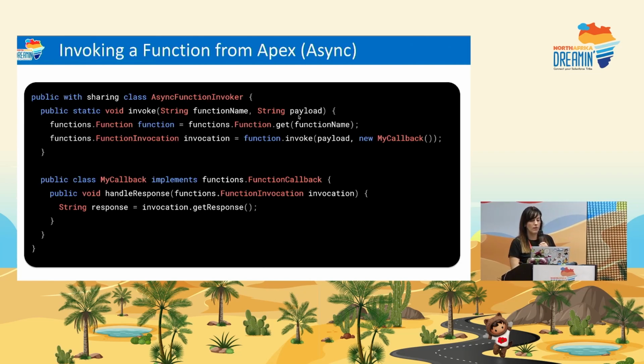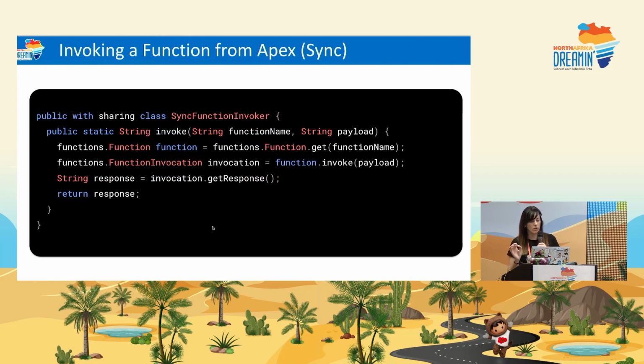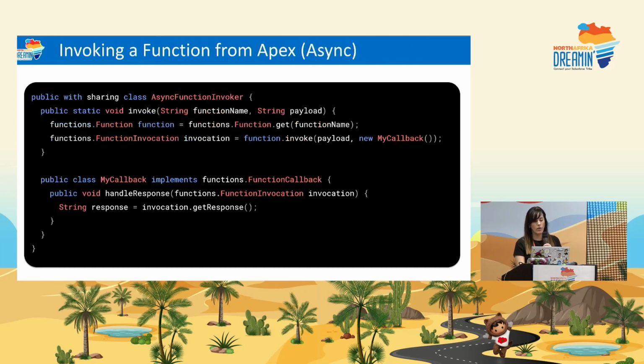So this is the code for the asynchronous invocation. We get a reference to the function, we invoke it, and then when the function finishes, my callback is executed. And this is the synchronous invocation, in which we execute the function. Apex is going to be waiting here until the function finishes, and then we're going to be able to return the response in a synchronous way. These functions have a callout limit of 2 minutes, and the other one 15 minutes. Okay?